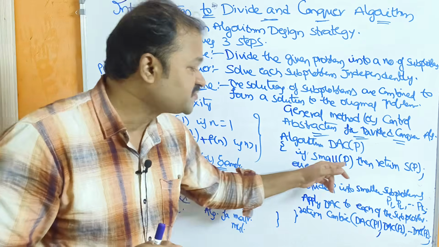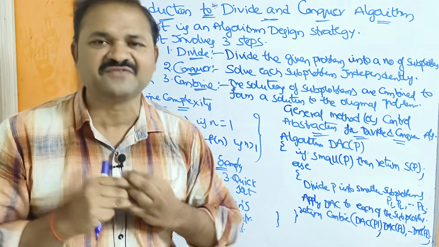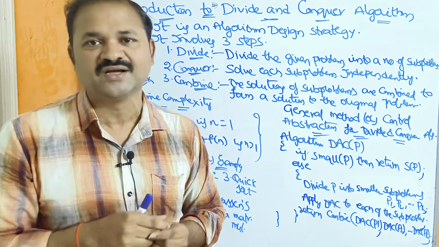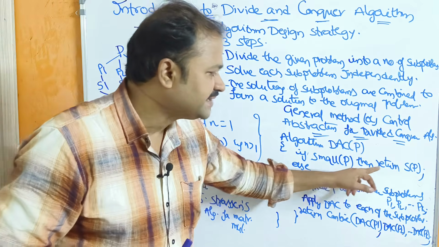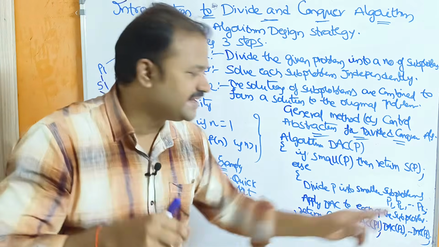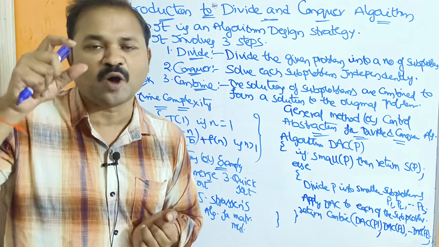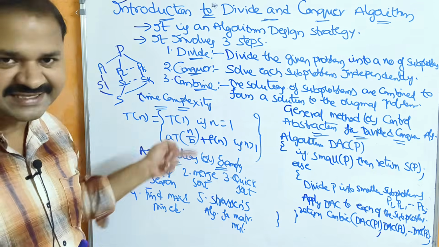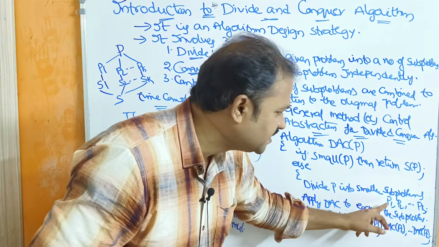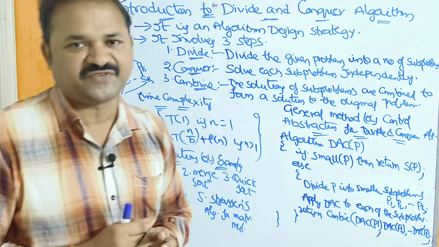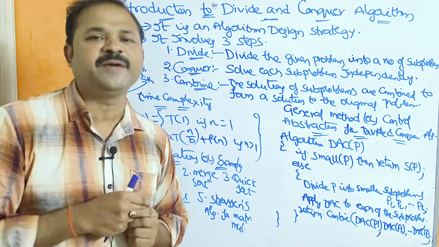So that is here: if small of P, that means if the problem contains only one element, then we directly have the solution. The solution is in our hand, so we can return that solution. If small of P, then return S of P, where S means the solution for the problem. Else, if the problem is large, then we have to apply these 3 steps. First step, divide P into smaller sub-problems P1, P2, and so on, Pk.